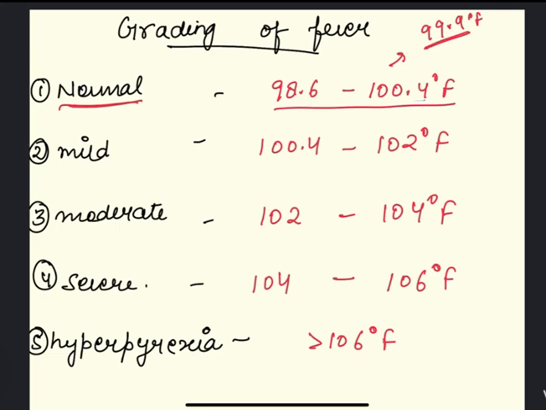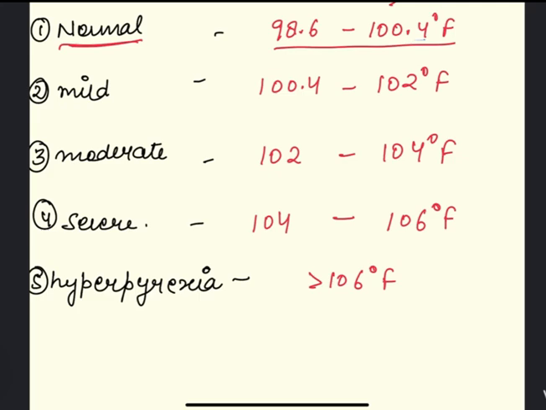For mild fever, it is 100.4 to 102 degree Fahrenheit. For moderate, it is 102 to 104 degree Fahrenheit. Severe, it is 104 to 106 degree Fahrenheit. And hyperpyrexia is said to be greater than 106 degree Fahrenheit.